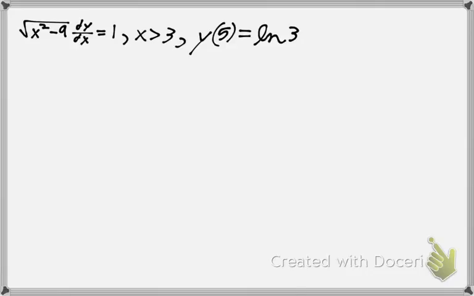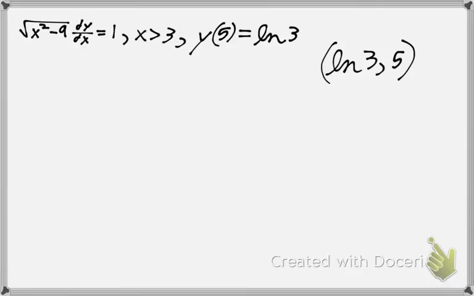Okay, for this problem, we have the square root of x squared minus 9 times dy/dx equals 1, where x is greater than 3, and y at x equals 5 is equal to ln of 3. So let's just make that a little bit easier. It's essentially the point (5, natural log of 3).